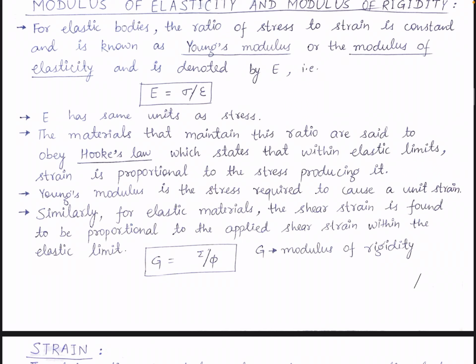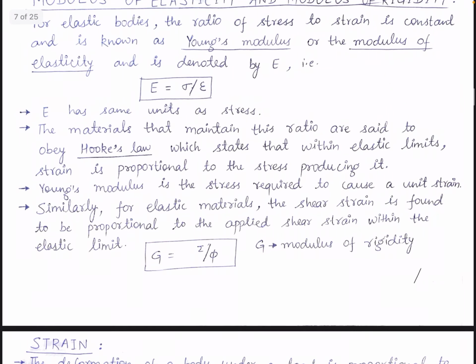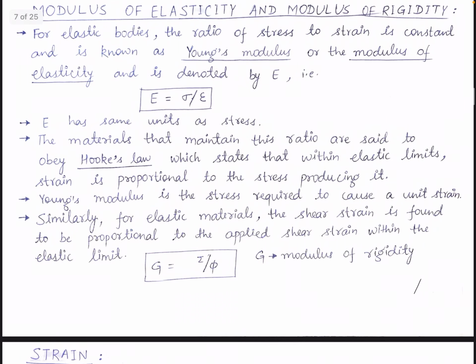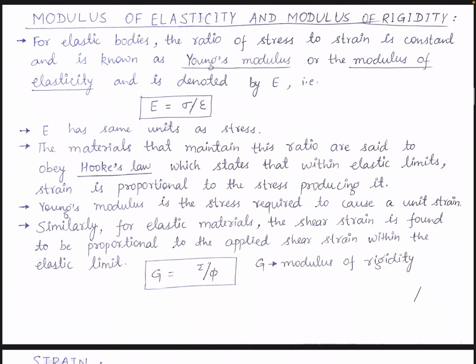E has the same unit as the stress because the strain has no unit. It is a dimensionless quantity. The materials that maintain this ratio are said to obey Hooke's law, because if the material is not obeying Hooke's law, we cannot use this directly. What is Hooke's law? It states that within elastic limits, strain is proportional to the stress producing it.